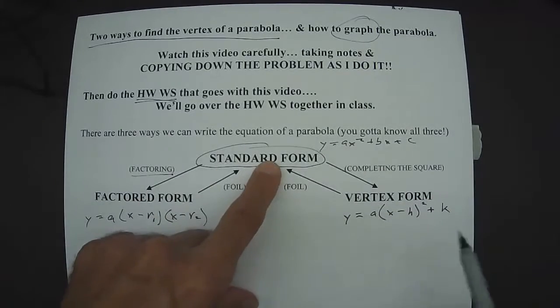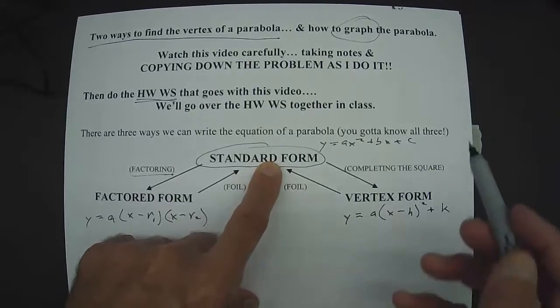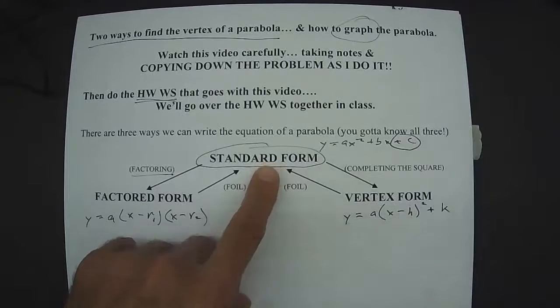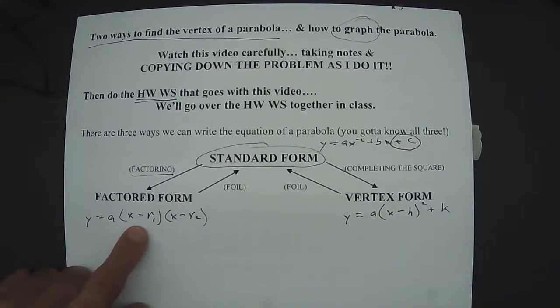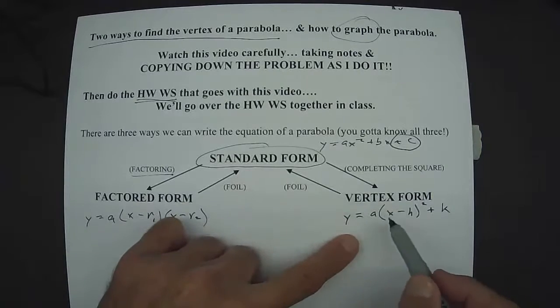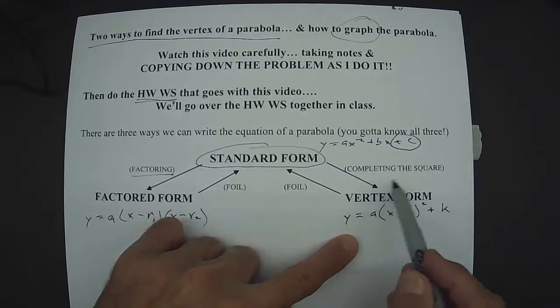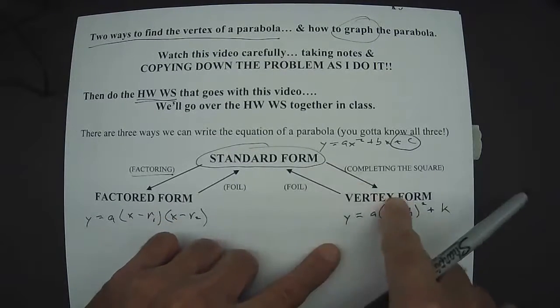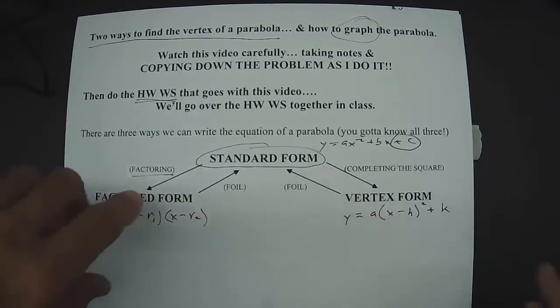So we'll do an example where we start in standard form. We'll talk about what's important about standard form, and then we'll put it in factored form, talk about what's important in factored form, and then we'll show you how to complete the square and put it in vertex form. Okay? So this is how you go back and forth between the three different ways.